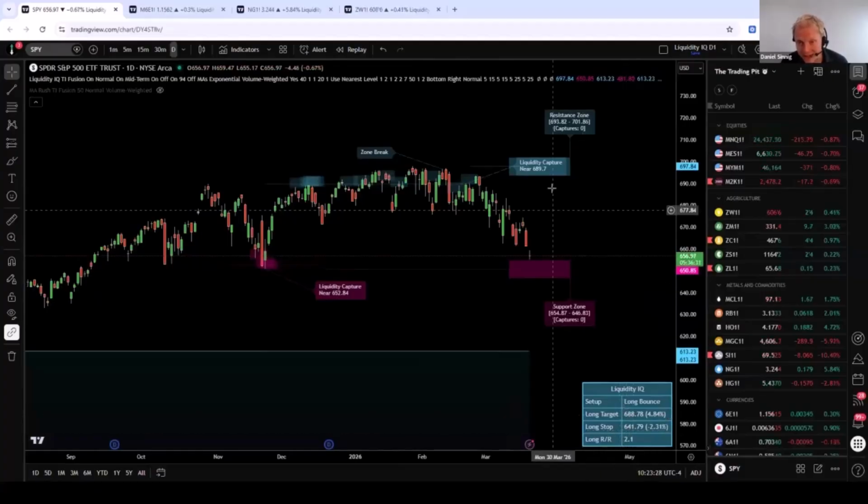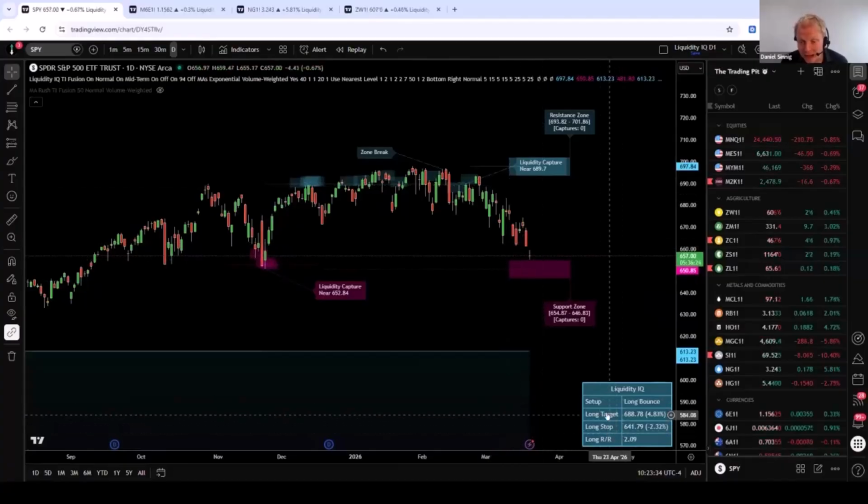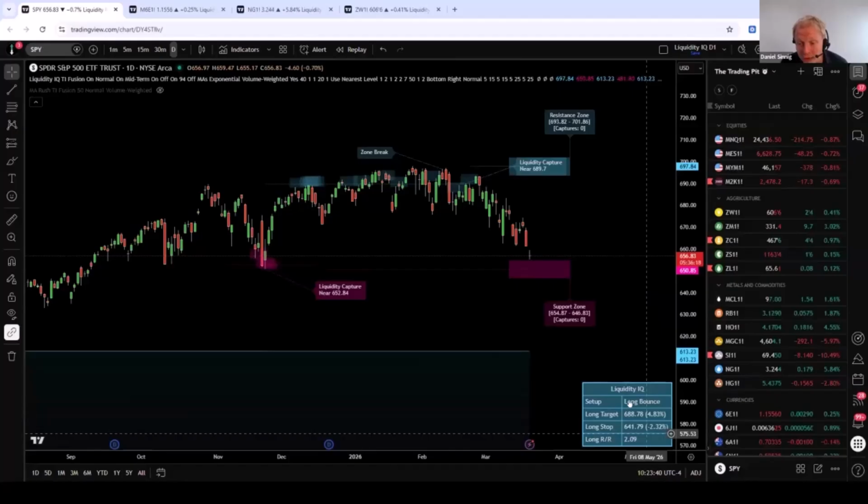My target at 688, just below this resistance level here. And if I were to trade this setup with these stops and targets, I would have a reward to risk ratio of 2.09. You can also visualize these stops and targets by the indicator.